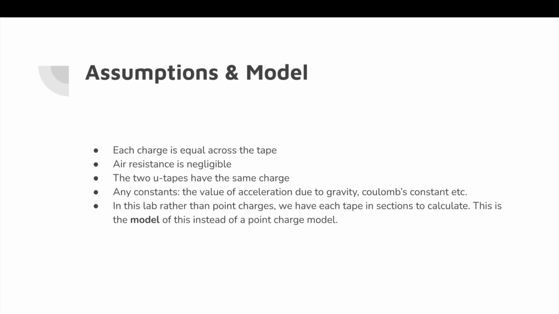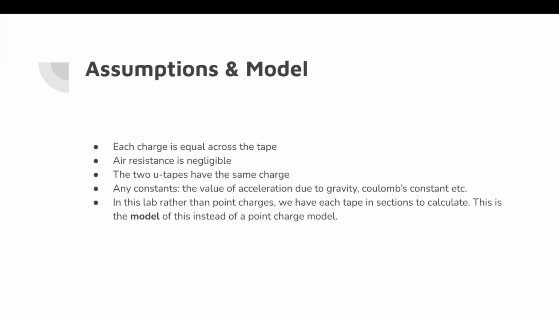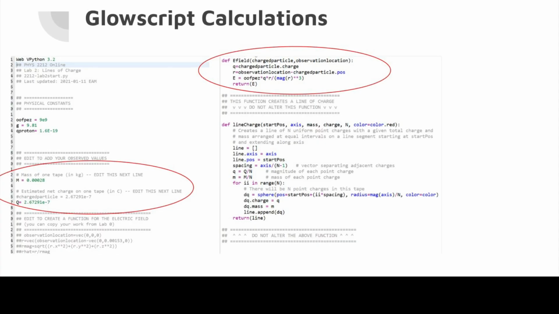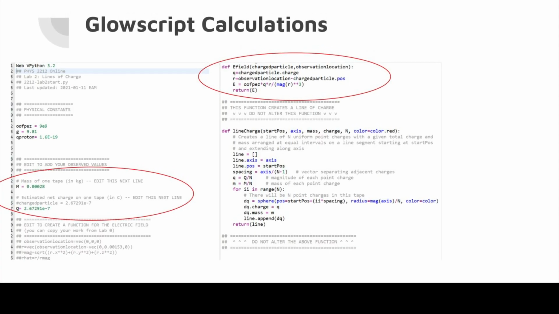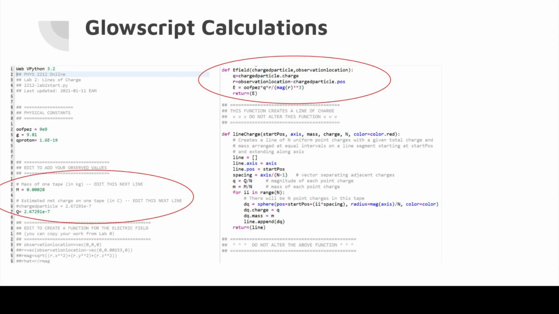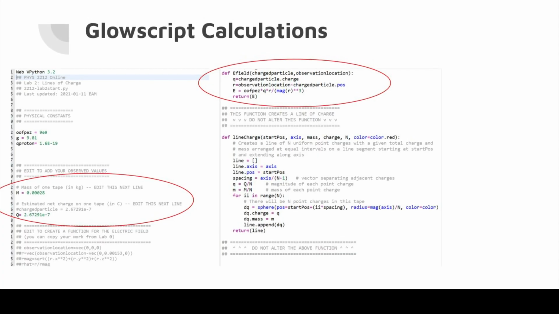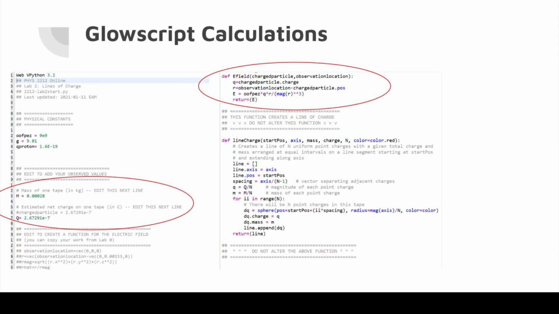So then we have our GlowScript. Just a review of what I did to change things. I put in the mass of one piece of tape and the charge that I received in Lab 1. And then I typed in some equations to find the electric field. So we can see that here.